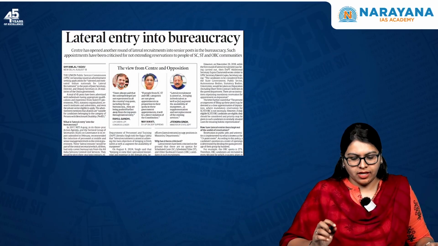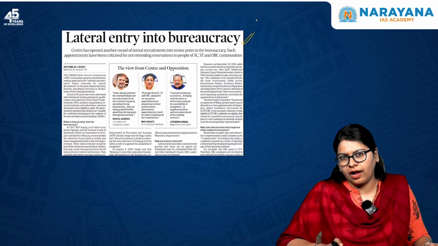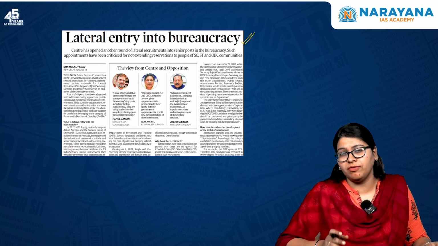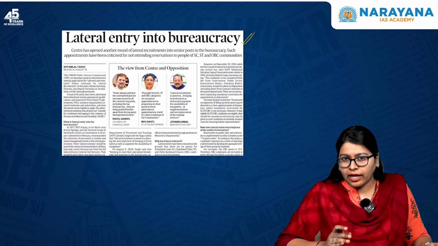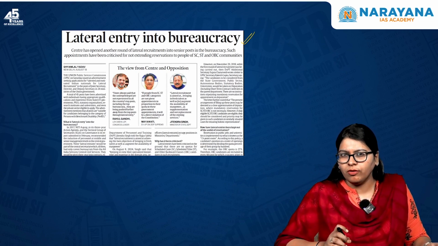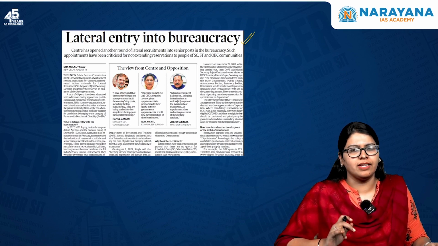The topic that we'll be discussing today will be lateral entry into bureaucracy. In this particular article, we'll be looking into what the provisions are and what the justifications are by the Centre, or the Department of Personnel and Training, to recruit lateral entry candidates into the Indian bureaucracy. And also we'll be discussing the criticisms with respect to the lack of reservation for the SC, ST as well as the OBC candidates.